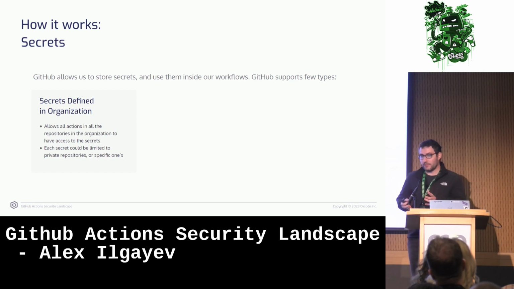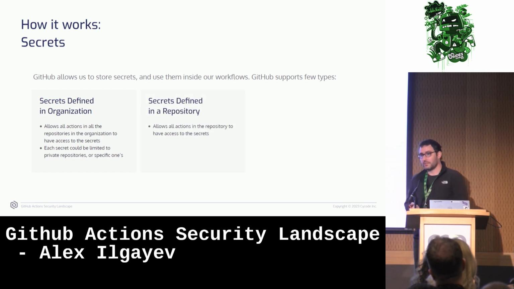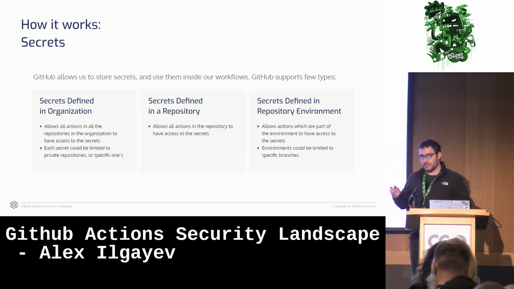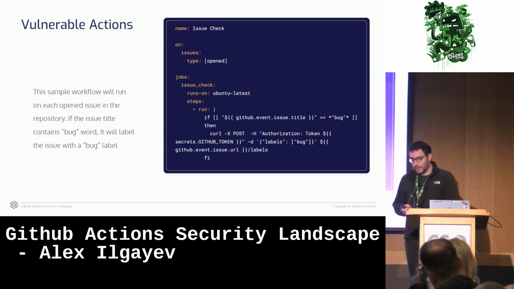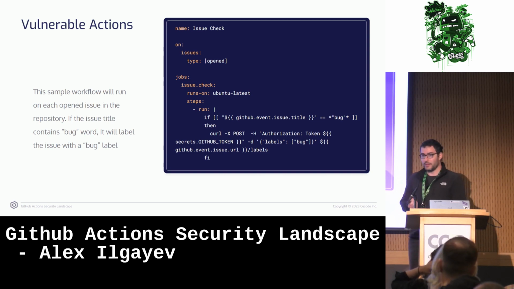I can store this either on an organizational level, which will be exposed to all my repositories, or on a repository level, which is a more granular scope, or I can store it as a repository environment, which is something we'll talk about later in the mitigations. So now that we've explored what GitHub Actions is, how it works, and why it's very powerful, let's understand how we can be vulnerable, how we can find vulnerabilities in these workflows.